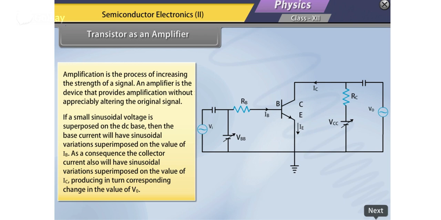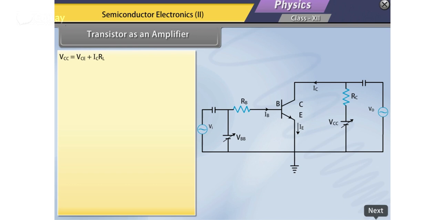If a small sinusoidal voltage is superposed on the DC base, then the base current will have sinusoidal variations superimposed on the value of IB. As a consequence, the collector current also will have sinusoidal variations superimposed on the value of IC, producing in turn a corresponding change in the value of V0.